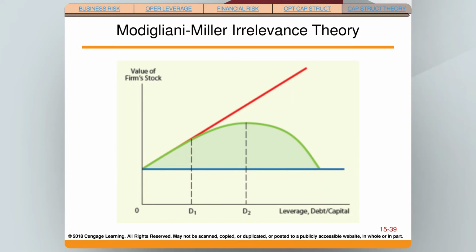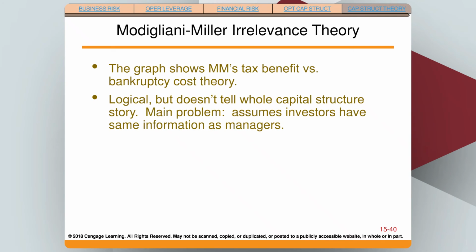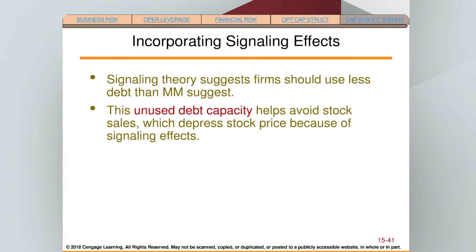So, we have also the Modigliani-Miller relevance theory. The value of the stock, as you notice here, and you have also leverage. So, tumataas yung ating value as tumataas yung ating leverage or capital. Okay? So, anong ibig sabihin ni MM relevance theory? The graph shows the MM tax benefit versus bankruptcy cost theory. Yun nga, logical, but does not tell the full story about capital structure. Yes. The main problem of this one is it assumes investors have the same information as the managers. Ano lang to ha? More on mga theoretical lang.